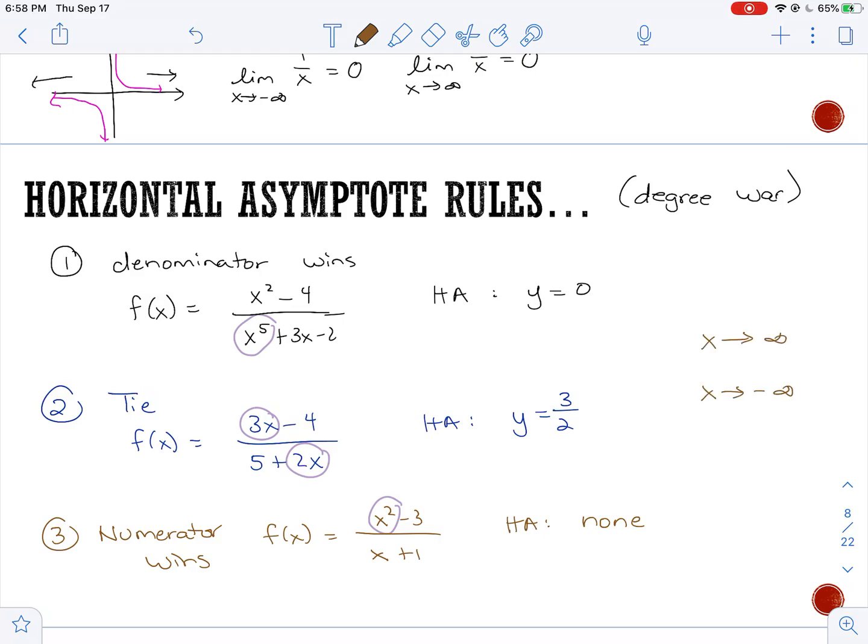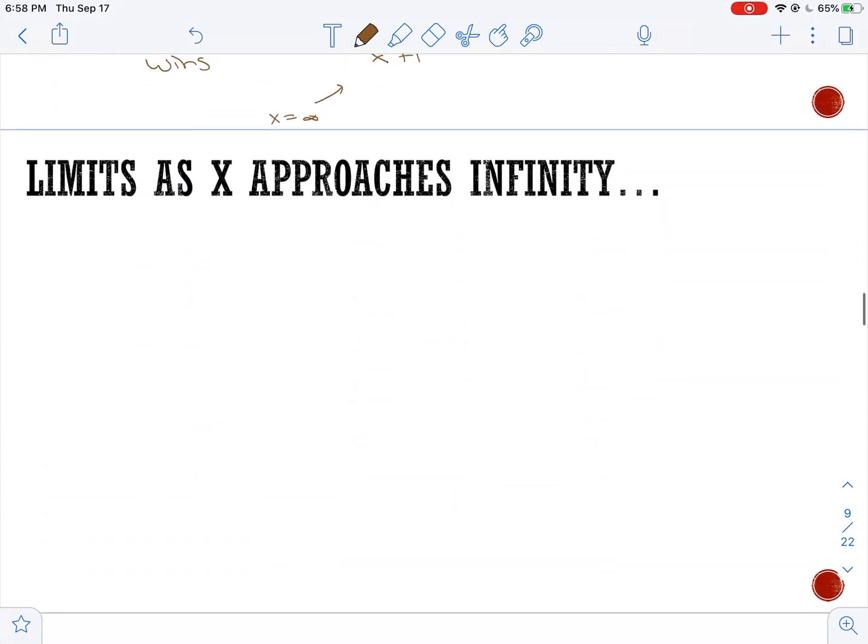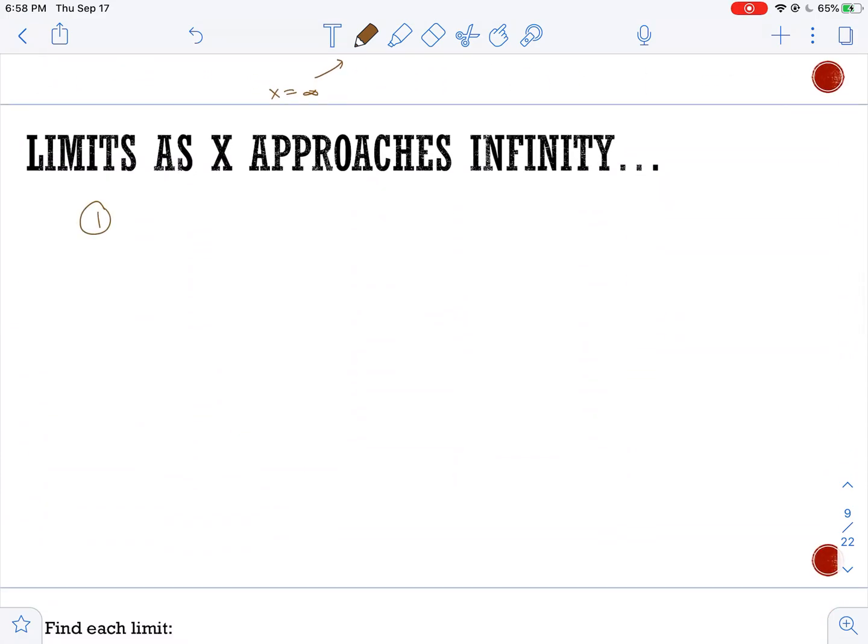The end behavior of the graph is what's happening as x is going to infinity or x is going to negative infinity. Basically what we're doing on these problems is finding the end behavior. If I plugged in x equals infinity into these problems, the numerator would win. I'd get infinity squared minus 3 over a smaller type of infinity plus 1. Since the numerator wins, my answer would be infinity. So there's not going to be a horizontal asymptote because the graph is going to shoot up high into the sky and not level off at a given y value. So those are your horizontal asymptote rules.